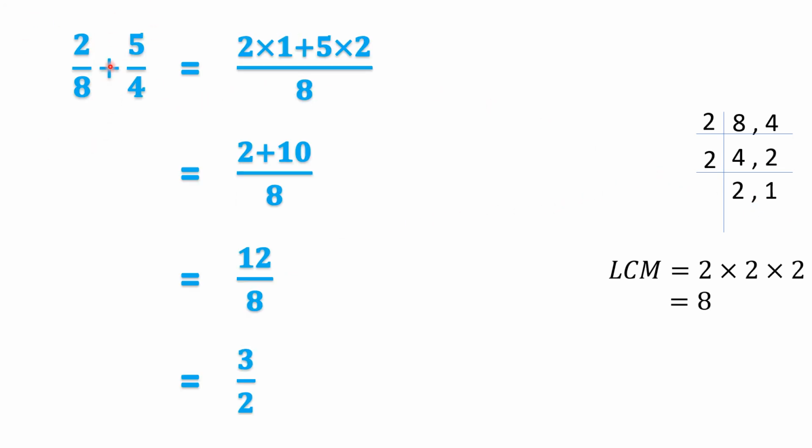2 by 8 plus 5 by 4. Now how do I do this? First step is to look at the denominators and take the LCM of the denominators. So when I took the LCM of 8 and 4, I got 8 as the LCM, right? So I write 8. Then 8, how much are 8?